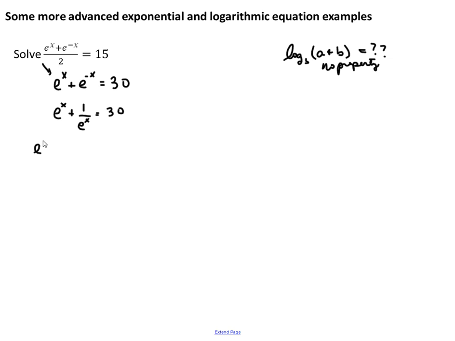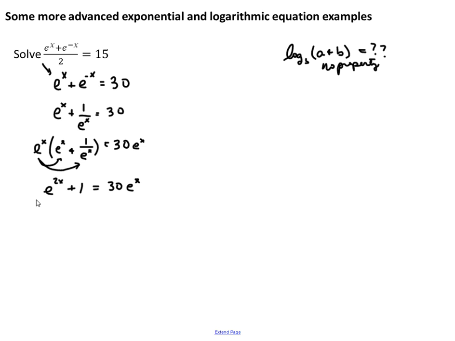I'm going to multiply both sides by the common denominator, which is e to the x. So I'm going to multiply e to the x times e to the x plus 1 over e to the x, and that will give me 30 times e to the x. So if I distribute, what happens? I get e to the x times e to the x. That's squaring, so that's e to the 2x. Then I'm going to take e to the x times 1 over e to the x. That's plus 1. And that will equal 30 times e to the x.